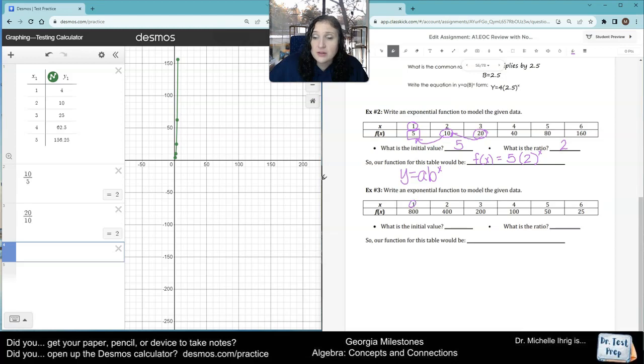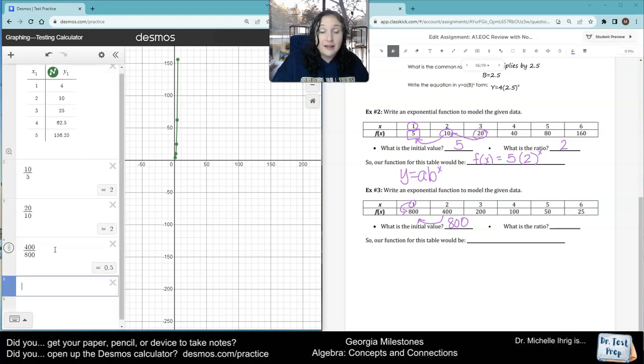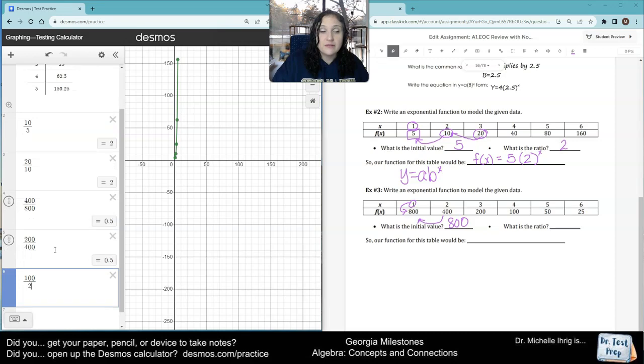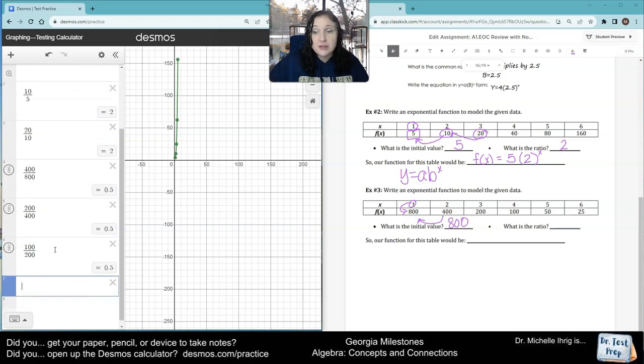Let's look at the next one. Here is x equals 1, so my initial value is 800. Then we have to determine the multiplier. So we're going to do 400 divided by 800. It is totally fine that the bigger number is on the bottom, because that just means we get a decimal. And let's do it again. 200 divided by 400. Same decimal. 100 divided by 200. Same decimal. So my common ratio will be 0.5.